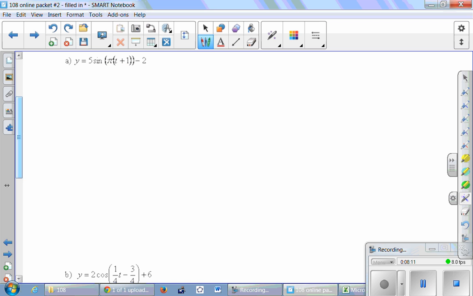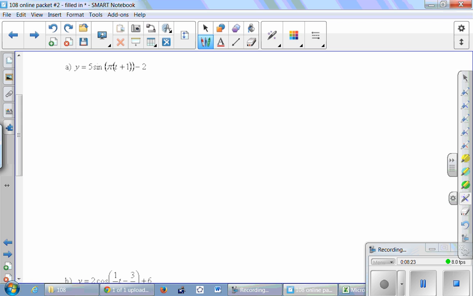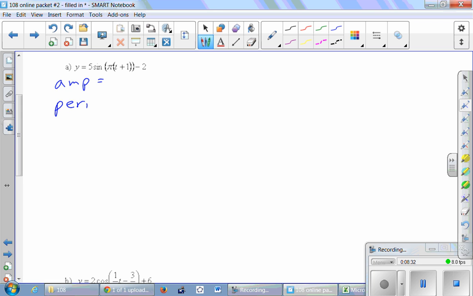But the first thing to do is check and make sure that the number in front of the t is factored out. Just taking a sneak peek at part B, I know the first thing we're going to do there is factor out that 1/4. But it's already done up here in part A, so we're good to go. Let's see if we can start identifying some things. We need the amplitude, the period, the midline, and the phase shift.